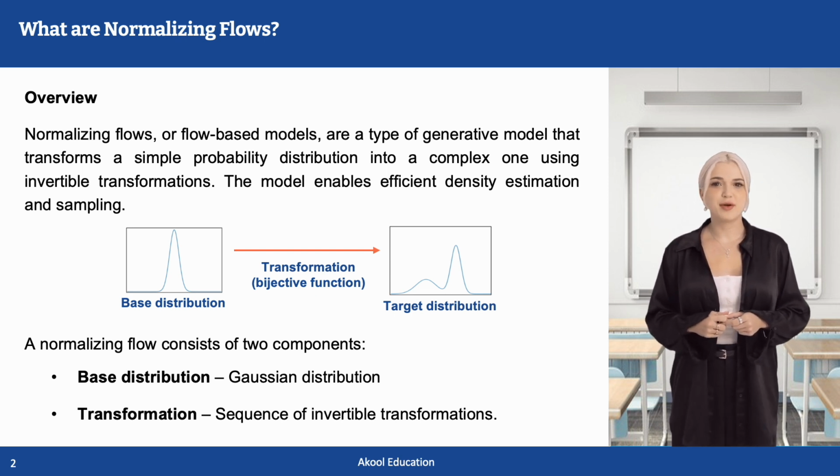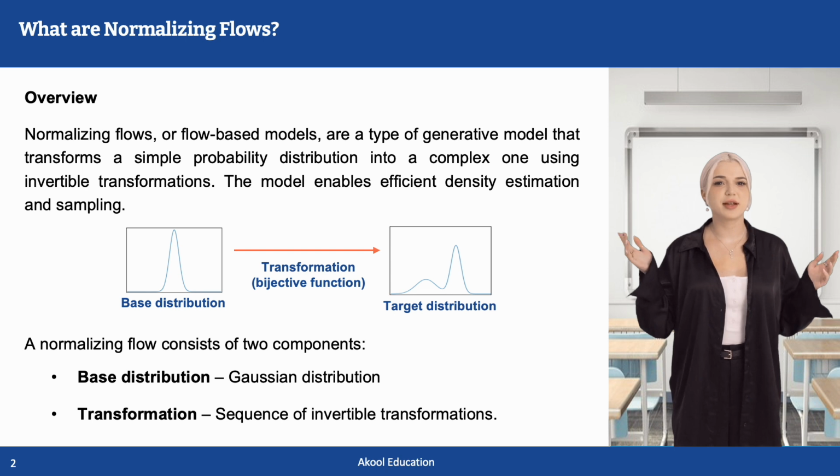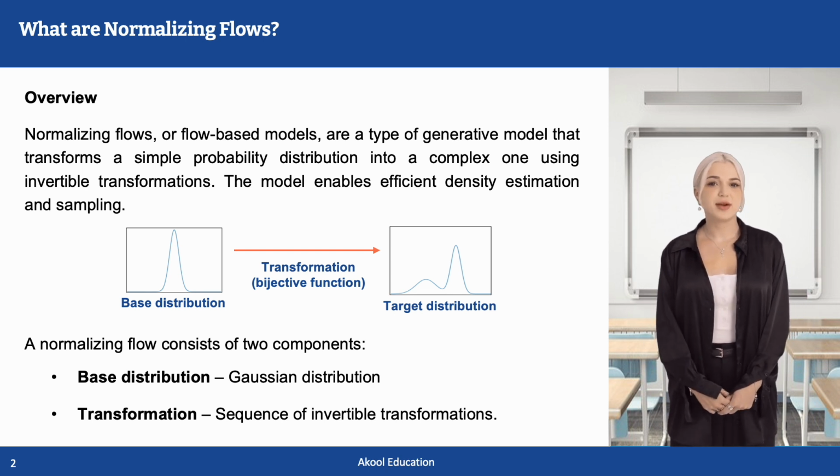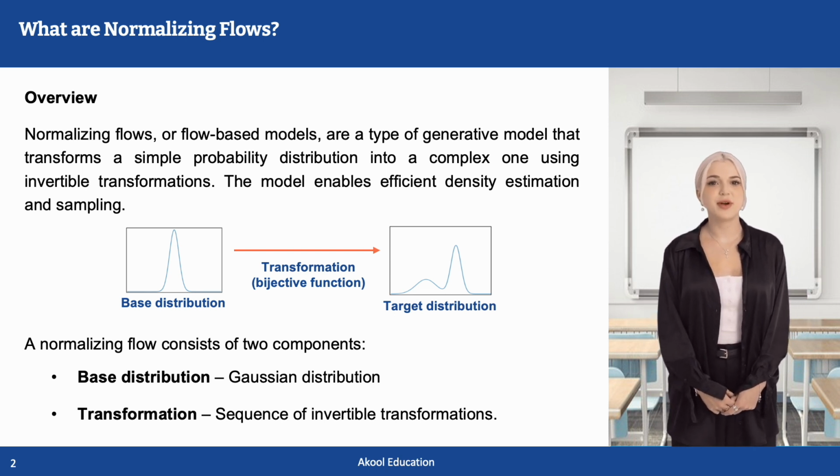A normalizing flow consists of two key components: base distribution, a simple distribution, typically Gaussian, which serves as the starting point; transformation, a sequence of invertible transformations applied to reshape the base distribution into a complex data distribution.